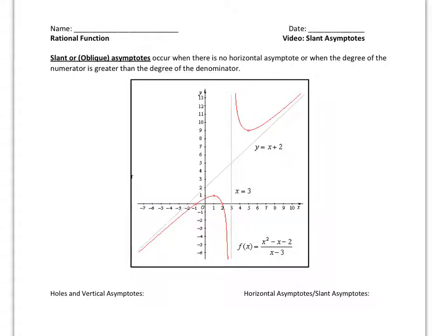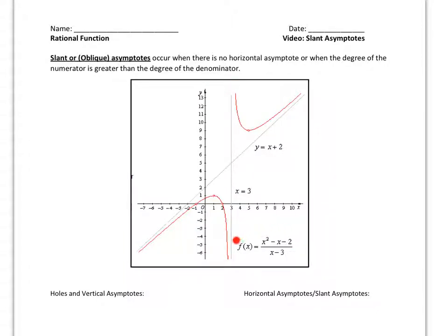Hi everyone, in today's lesson we're going to talk about how to find slant asymptotes. A slant or an oblique asymptote occurs when there is no horizontal asymptote, or in other words, when the degree of the numerator is greater than the degree of the denominator.